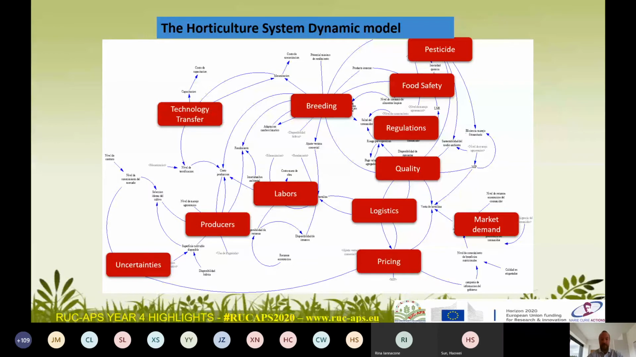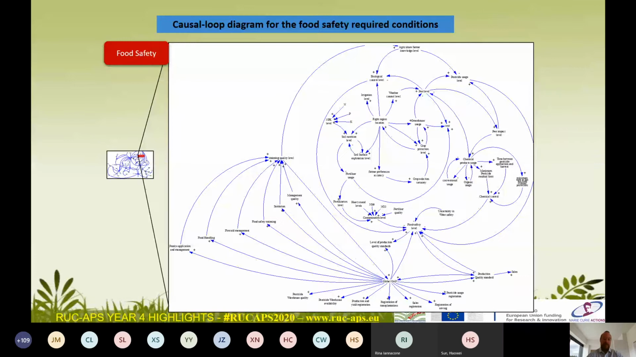In the particular case of food safety, we develop a specific model in order to understand what are the implications of certain type of use of pesticides in certain areas, and then what is the implication of the greenhouse uses, the region, location, climate change, the type of uncertainties that we consider, what are the implications if we use certain certifications like Global GAP, and then what is the implication on cost and so on.